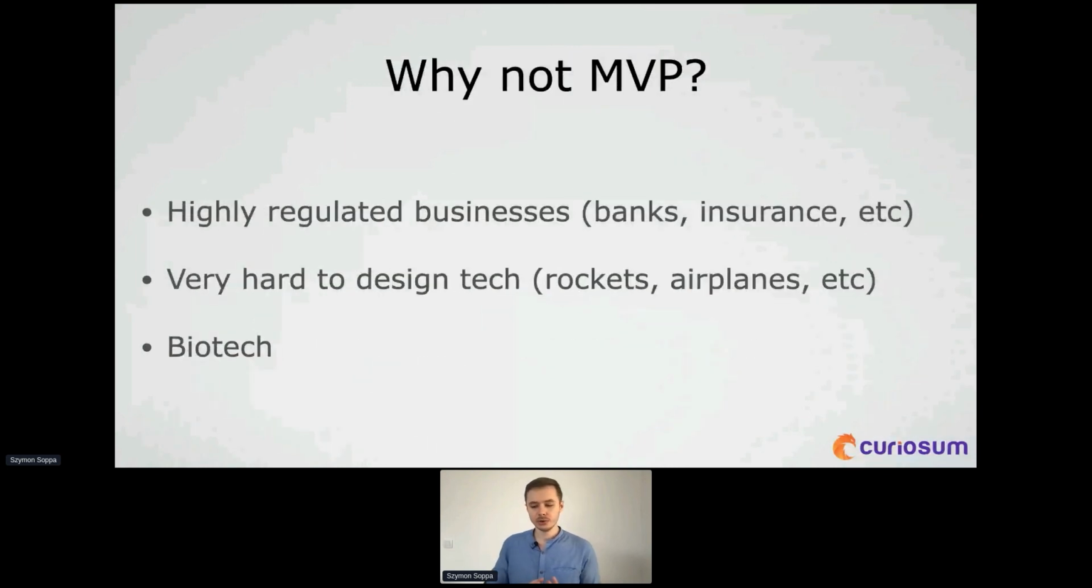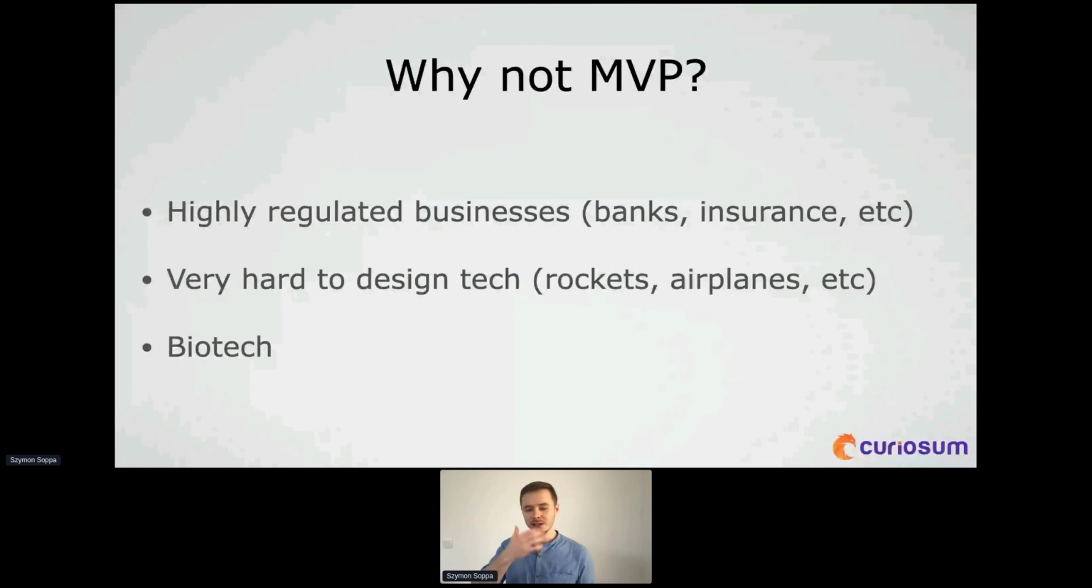So there are also reasons why you might not need an MVP, because there are some businesses that are, for example, highly regulated. It's like banks, insurance. It's hard to create an MVP in these places. You need to follow regulations. It's very hard to design some of the MVPs, because an MVP doesn't have to be only an app. It can also be applied to different businesses.